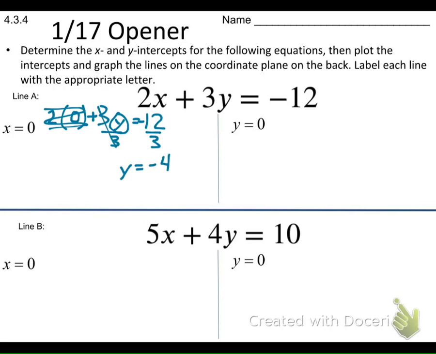Perfect. And I'm going to draw a line through those 3's, just because I know 3 divided by 3 is 1, okay? And then what's that ordered pair look like? 0, negative 4. Perfect. Very good.